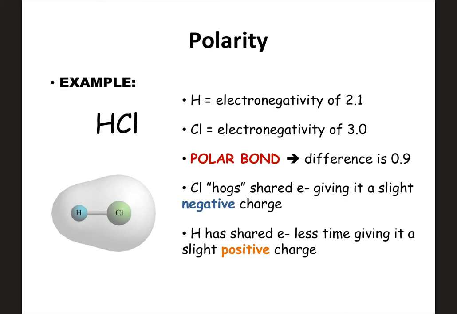So chlorine is going to hog the electrons, which gives it a slightly negative charge. If the electrons are closer to chlorine, it's going to have a slight negative charge. The hydrogen doesn't win the tug of war, so it doesn't have the electrons toward itself as much, so it's going to be what we call slightly positive. Again, if you look at this electron cloud diagram, more of the cloud is around the chlorine because it's winning the tug of war.